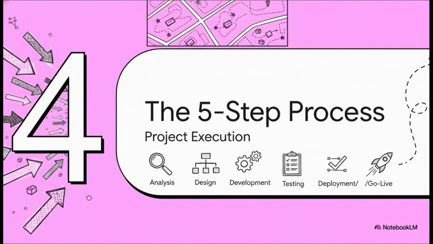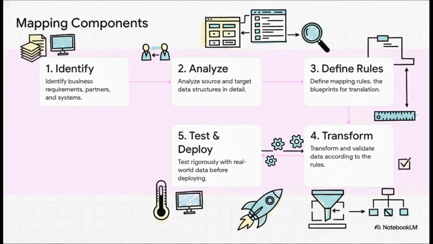Okay, let's get practical. Section 4 is all about the 5-step process for actually getting a mapping project off the ground and running. So, step 1 is all about identifying your business needs. What documents are we exchanging? With who? Between which systems? Then step 2, you gotta analyze the data. And I mean really dig in. Look at every single field in the source and the target to understand what it is and how it's formatted.